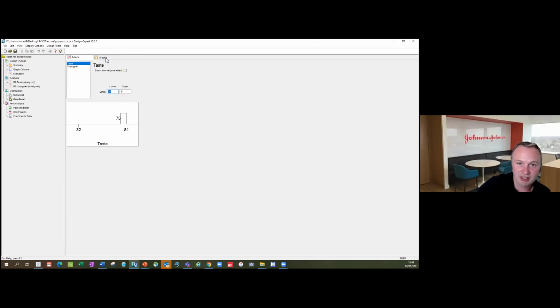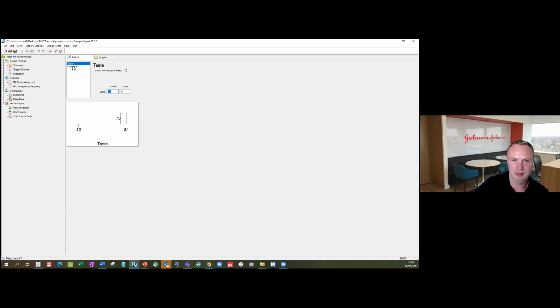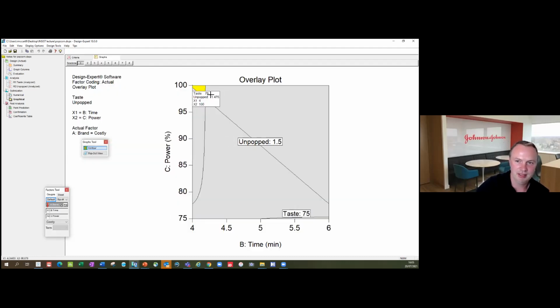So you can imagine it's a very simple solution, but when you have a very complex process and it's not as straightforward, and you don't really know what the preferred settings are, this can be very valuable. Okay. And this is just another way of doing the same thing. So here, for example, I've said, okay, I want the taste to be greater than 75. I want the number of unpopped kernels to be between 0 and 1.5. And it gives us a space up here in yellow that we can operate in our process.